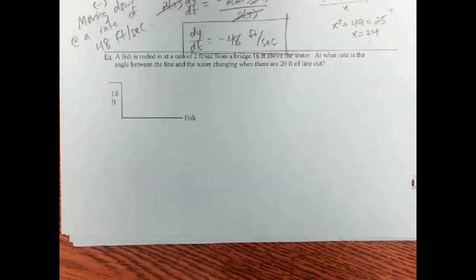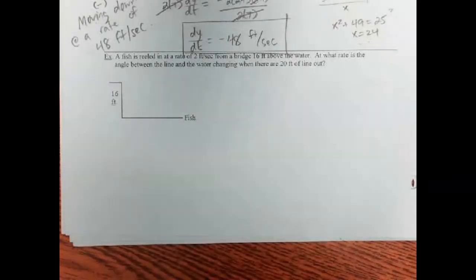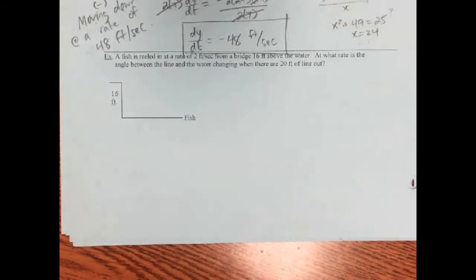Anyways, third one. A fish is reeled in at a rate of 2 feet per second from a bridge that is 16 feet above the water. At what rate is the angle between the line and the water changing when there are 20 feet of line out? Okay, again, let's draw a picture.